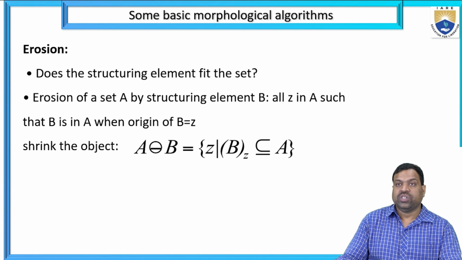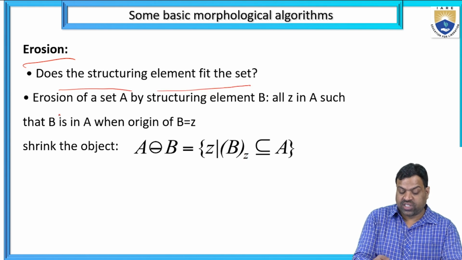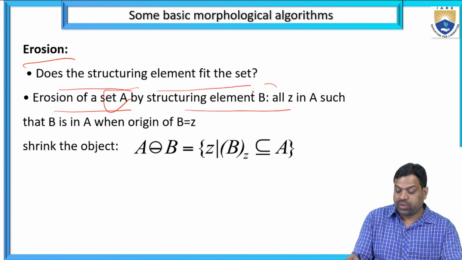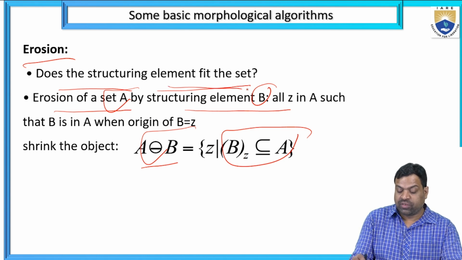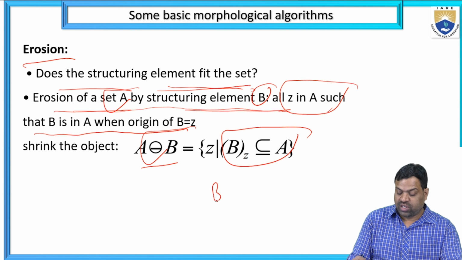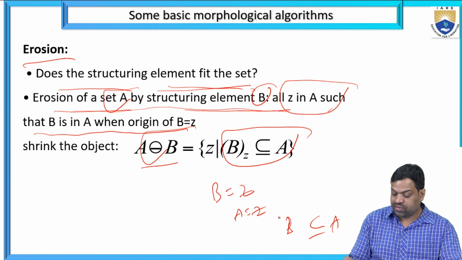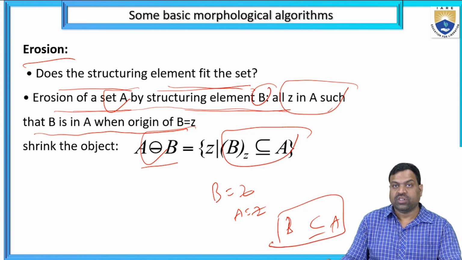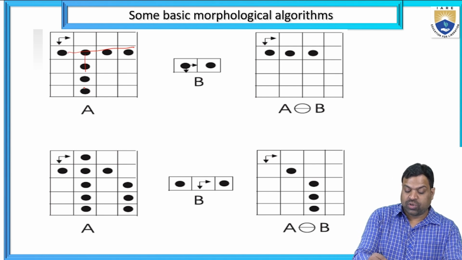Okay, and some basic morphological algorithms. Erosion here: does the structural element fit the set? Erosion of a set A by structuring element B, A erosion B. That is B union A. It is the erosion. Erosion of a set A by structuring element B is all Z in A such that B in Z. So if B equals Z, A equals Z, then B intersection A. It is one example of erosion.